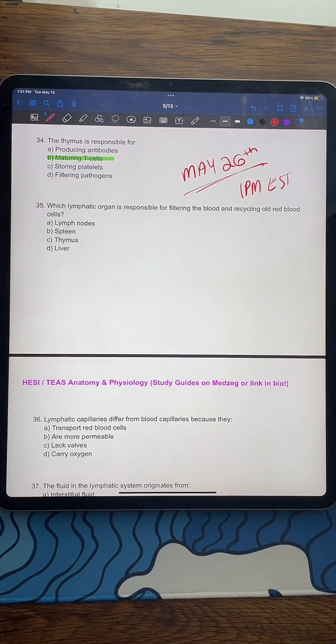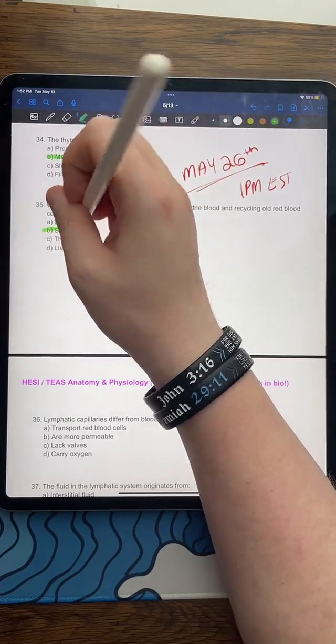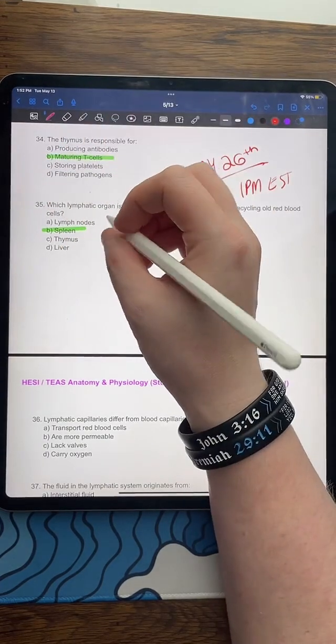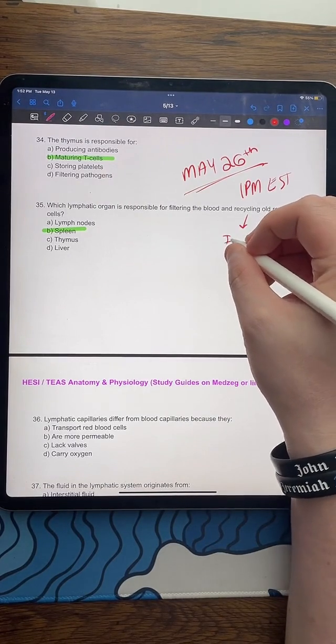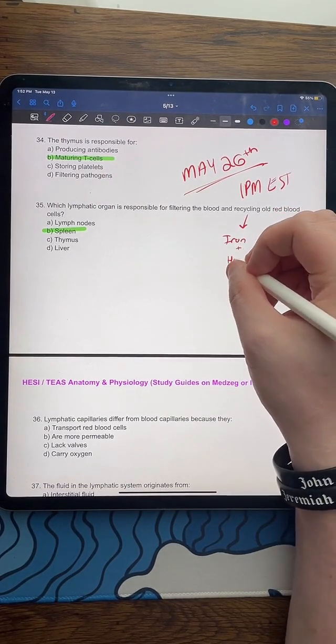But we're on number 35 now. Which lymphatic organ is responsible for filtering blood and recycling old red blood cells? The answer is the spleen. Specifically, the spleen is going to recycle the iron and the heme.